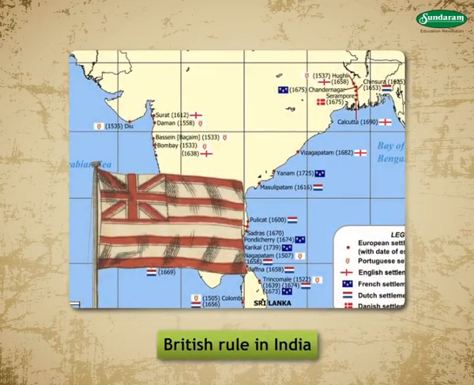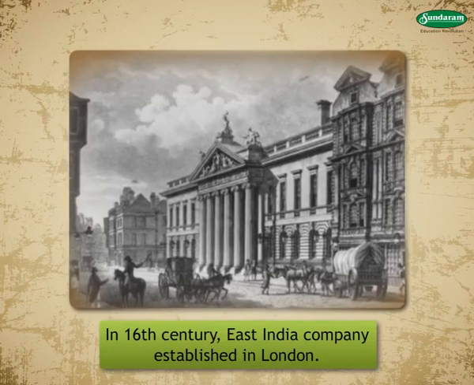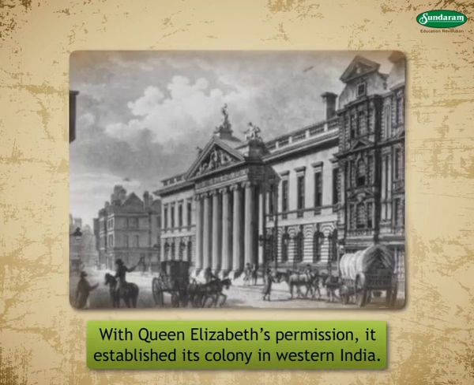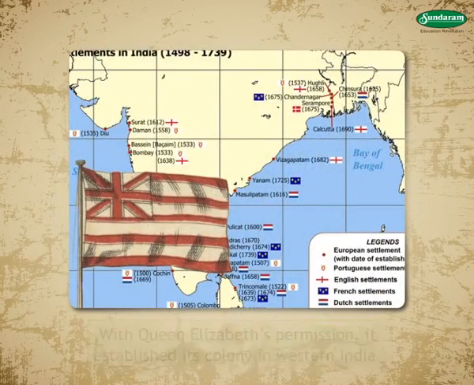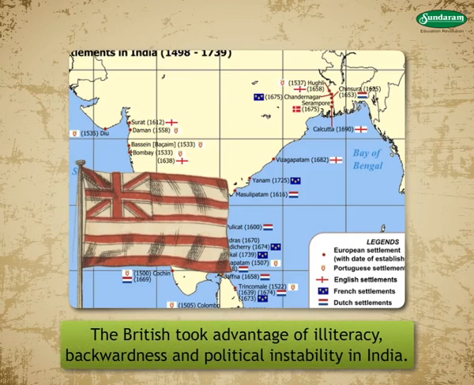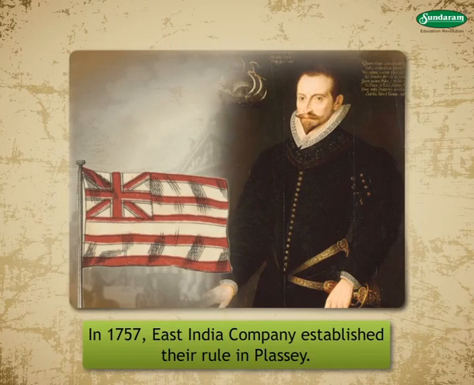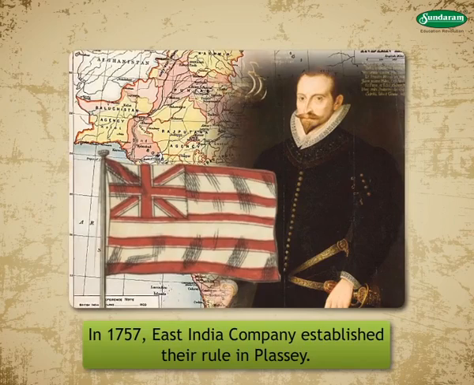British rule in India. In the 16th century, the East India Company was established in London. With Queen Elizabeth's permission, it established its colony in Western India. The British took advantage of illiteracy, backwardness, and political instability in India. In 1757, East India Company established their rule in Plassey.